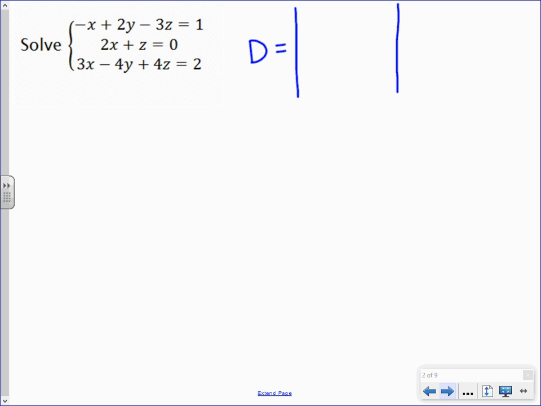So that D is our denominator for x, y, and z. And that D stands for the determinant of a coefficient matrix. So I'm going to make a matrix where my entries are -1, 2, -3, 2, 0, 1, 3, -4, 4. I'm just taking the coefficients and writing them in order. You notice that all of the first column represents x variables, all of the second column represents y's, etc. So go ahead and find me this determinant, please.